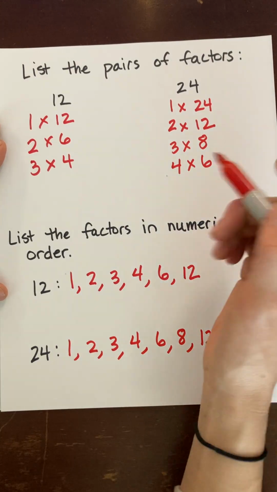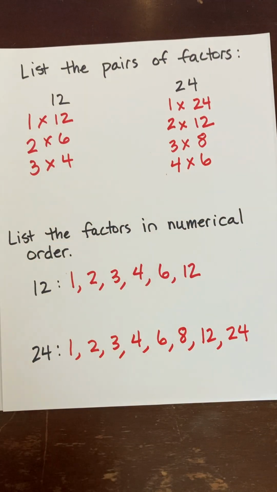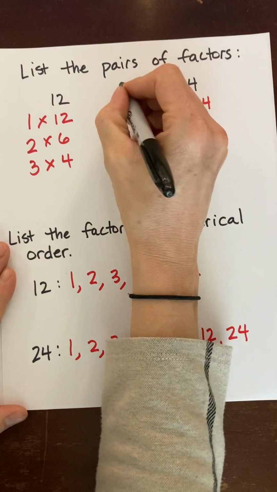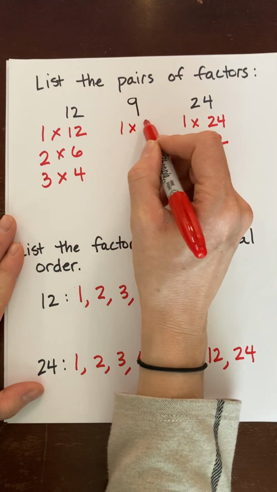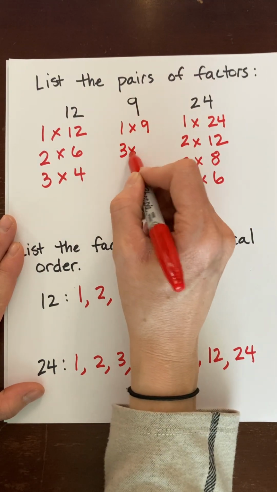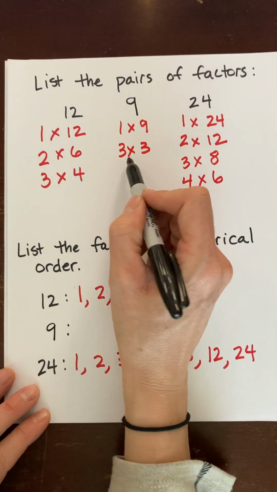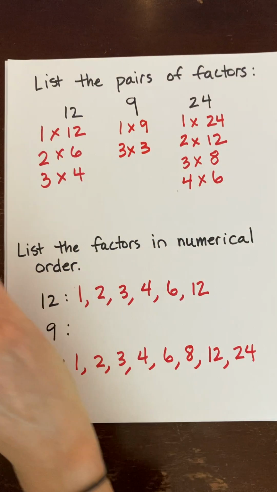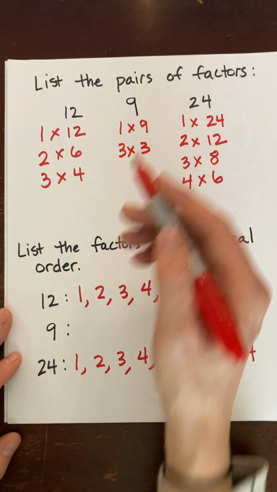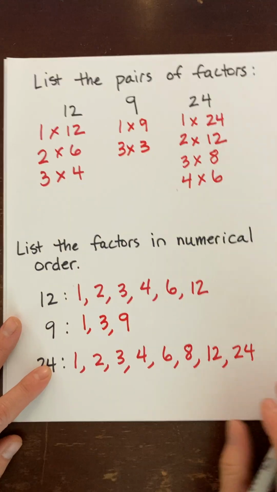Now, sometimes in the pairs of factors, you're going to get a number that's duplicated. So, for example, if I were to have included 9 here, and I wrote down the pairs of factors, I would have 1 times 9 and 3 times 3. And if I went to list those factors, I'm not going to write 3 twice, even though it's there twice in my pairs. A number only needs to be listed once. So my factors would be 1, 3, and 9.